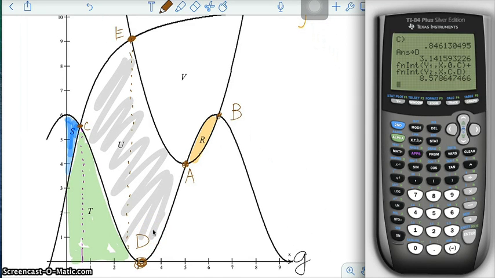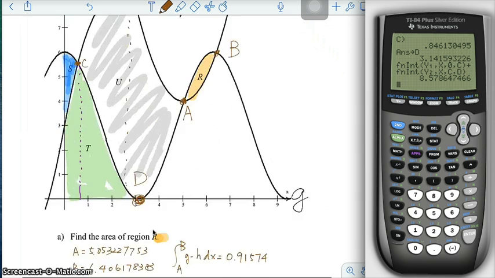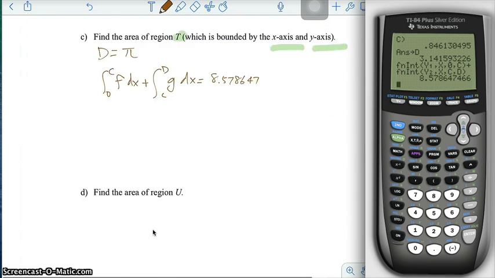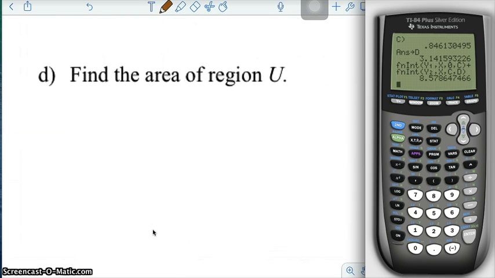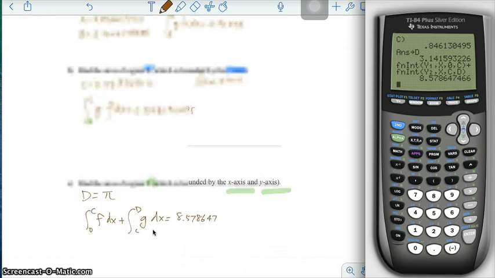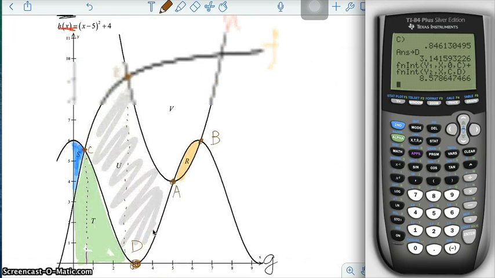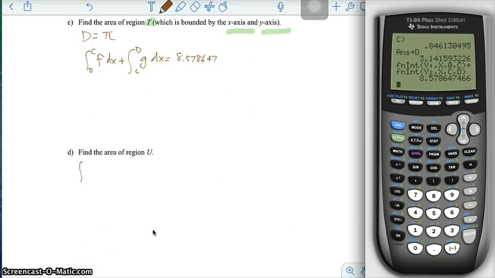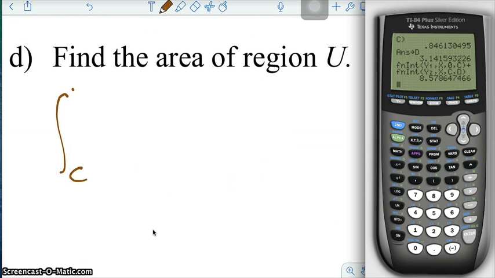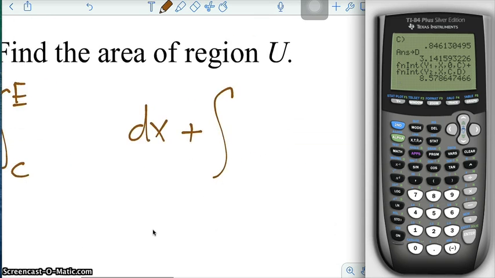So let's go ahead and write that down. From C to E, and then from E to A. From C to E, that's one of them, plus from E to A.